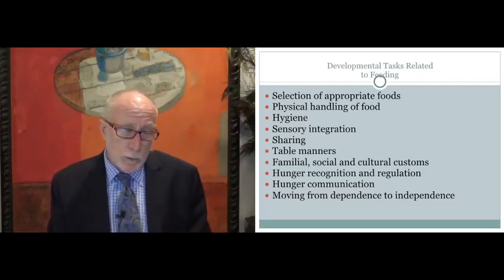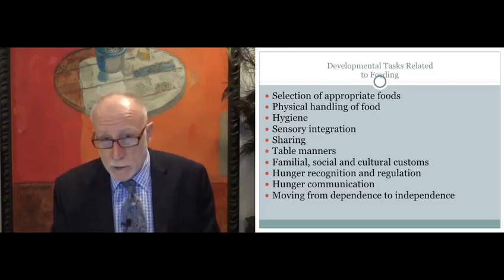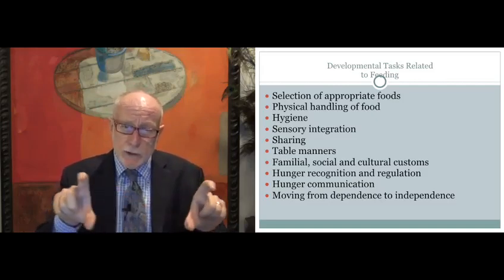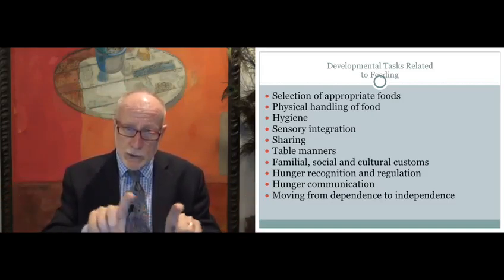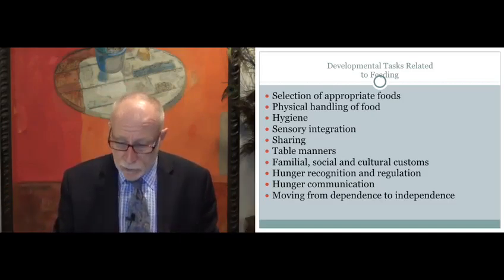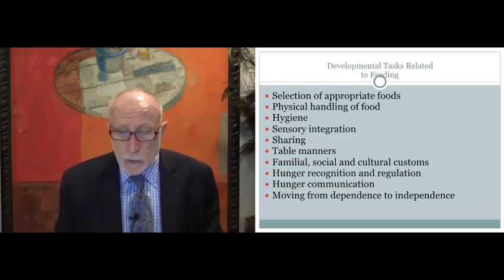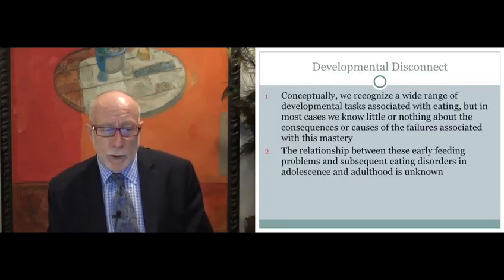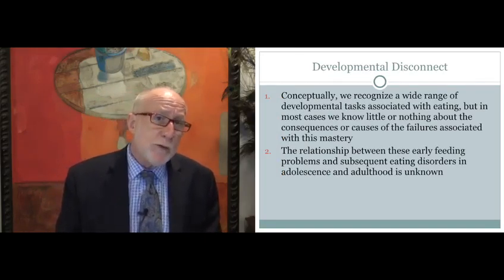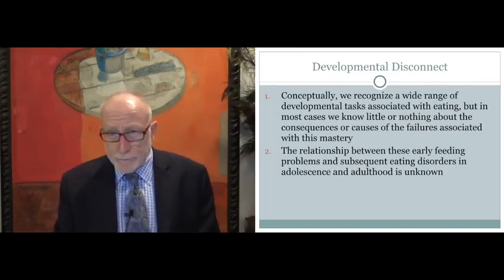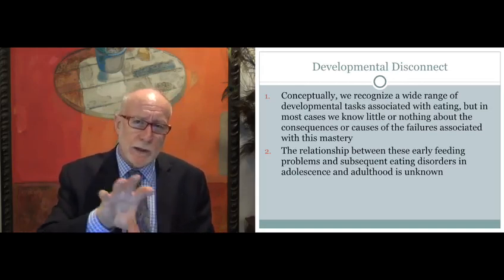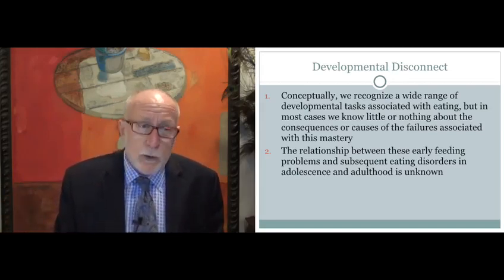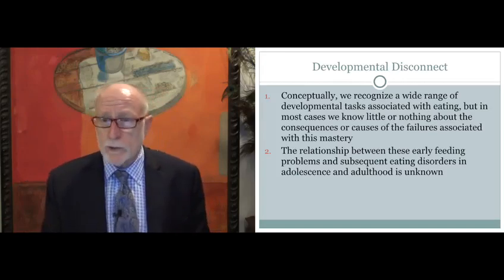Now, the truth is that because we've just joined, in some ways, the feeding disorders of infancy to the adult disorders of eating, we aren't very good at being able to anticipate the transitions in those kinds of developmental challenges, or the impact of those challenges across time. Conceptually, we recognize that there's a wide range of developmental tasks associated with eating, but in most cases, we don't know much about the consequences or causes associated with the failure or mastery of these. Put differently, we don't know much about how we translate from one disorder early into another disorder late. The prevailing literature is not particularly promising or informative in that regard.